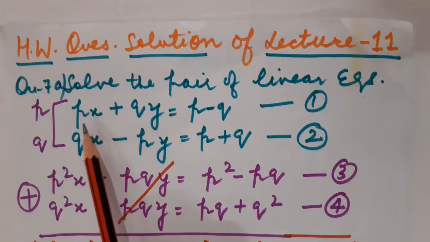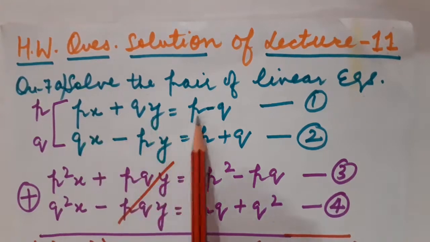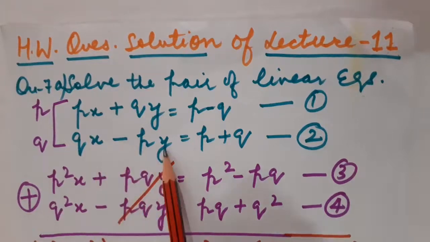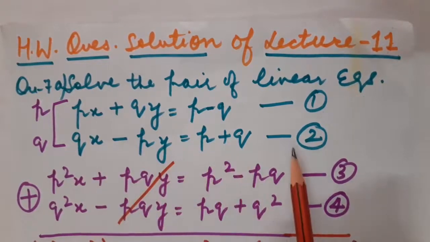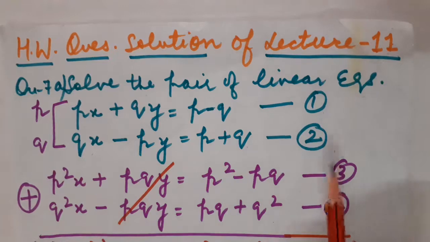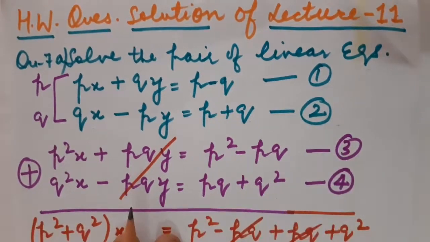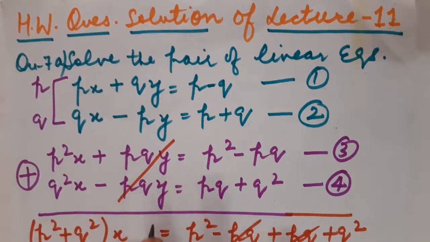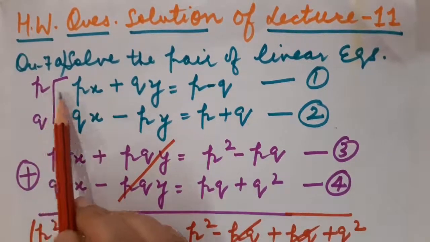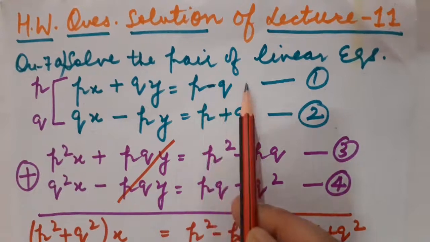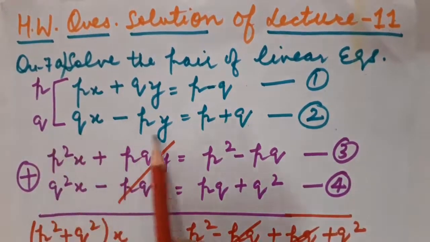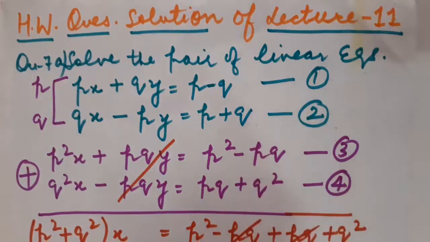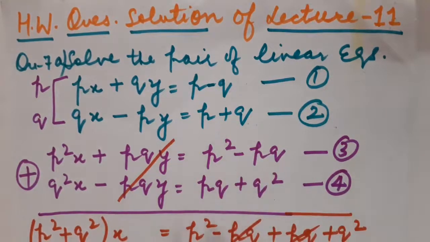First equation is Px plus Qy is equal to P minus Q. This is equation number 1. Qx minus Py is equal to P plus Q. This is equation number 2. Fine. Now, if I want to apply the elimination method, see how easily it can be applied. Here if I multiply equation number 1 by P and equation number 2 by Q, I am going to get the same numerical coefficient of variable y.